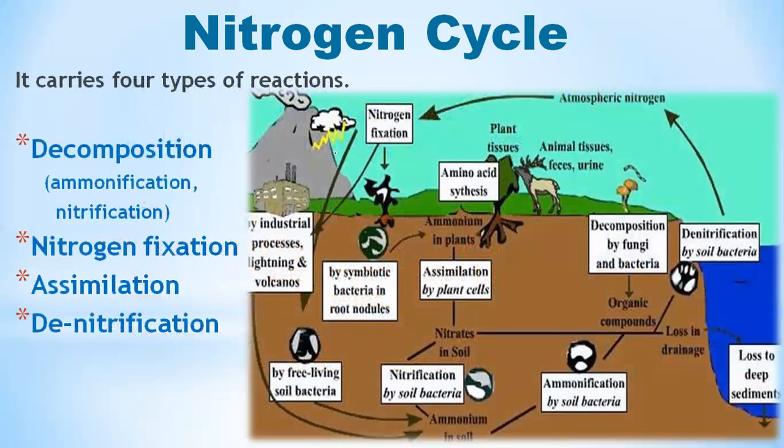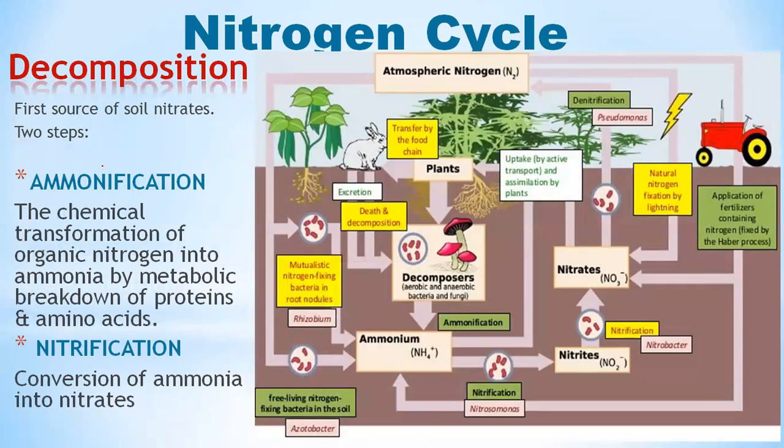If you see the nitrogen cycle, it comprises four main types of reactions: decomposition, nitrogen fixation, assimilation, and denitrification. The decomposition step goes through two more steps. These are called ammonification and nitrification. With the name, you can understand that ammonification means the formation of ammonia, and nitrification means formation of nitrites or nitrates. So let's talk about all these steps in detail.